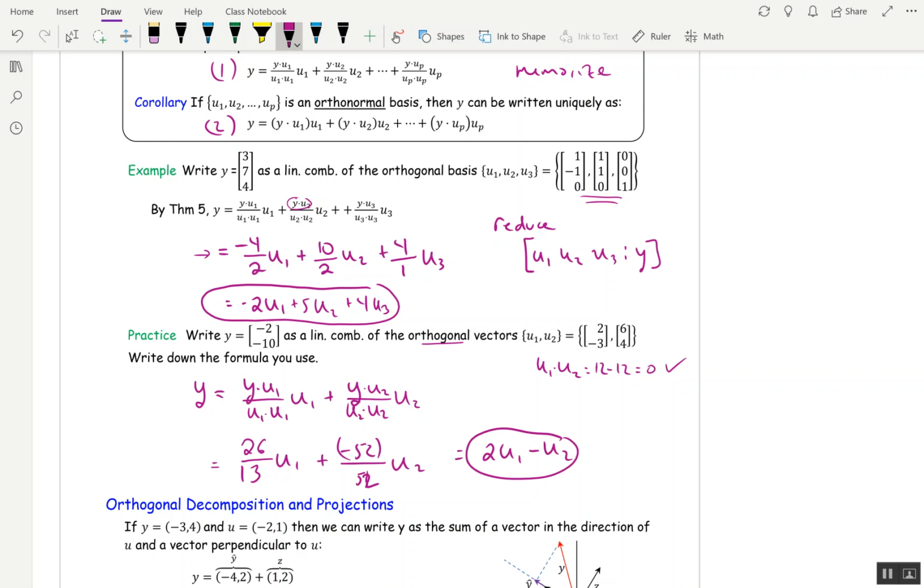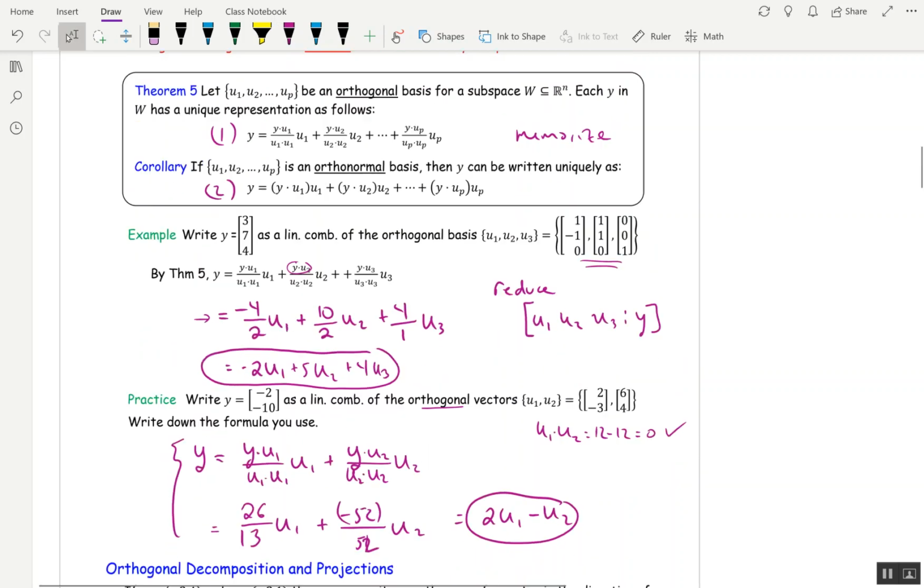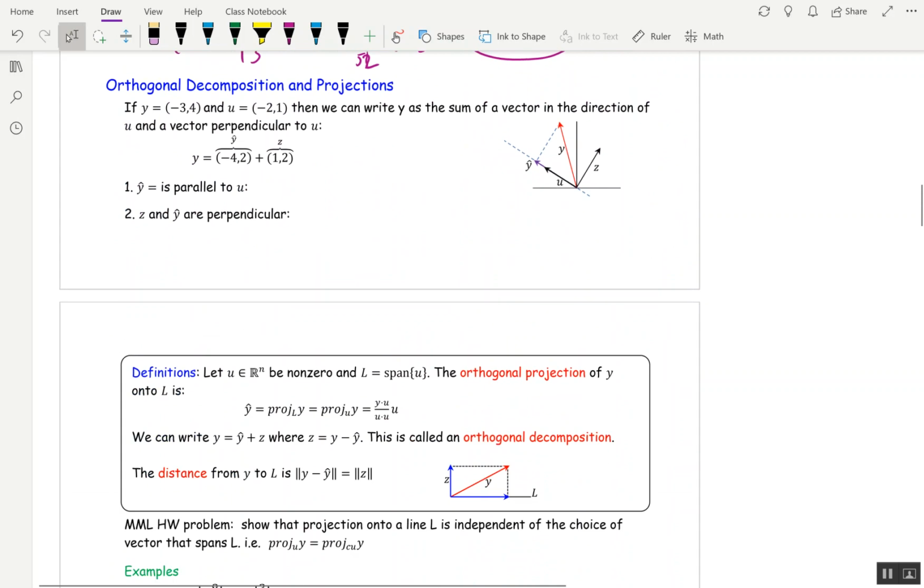And when you do your next test, I'm going to want to see this work. I'm definitely going to want to see that you write out the formula that you use, whether it be this orthogonal decomposition theorem or the formulas in the next box on the next page.